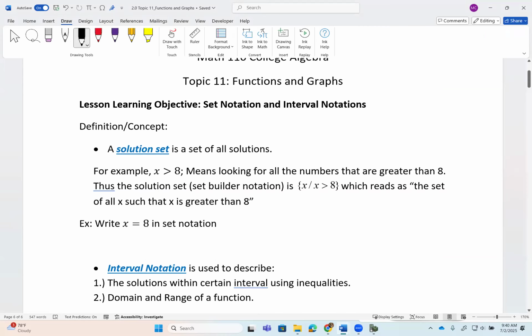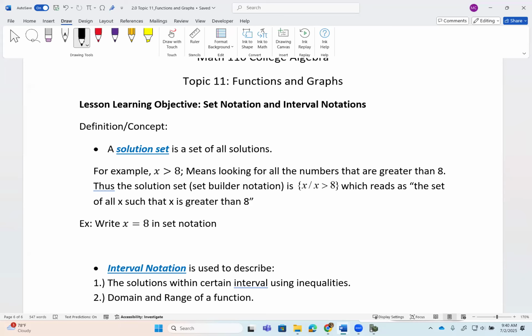So for example, x greater than 8, right? x greater than 8 means we will be looking for all the numbers that are greater than 8. Therefore, there are a lot of answers, okay? So the solution set, or the set builder notation, will be written with a brace. Brace is the word set. It's a set of all x's. The slash means the words such that. It's a set of all x's such that x is greater than 8. Okay, so that's the formal way we can write our solutions for something like x greater than 8, because x greater than 8 technically has an infinite number of solutions.